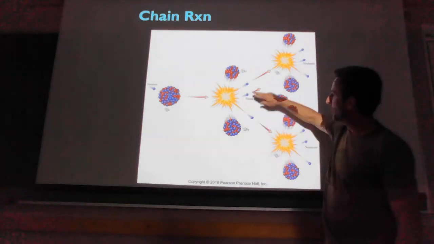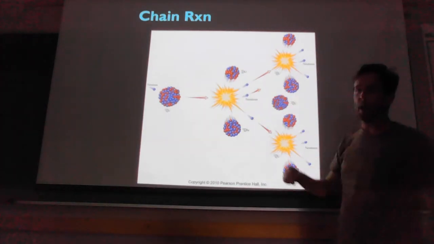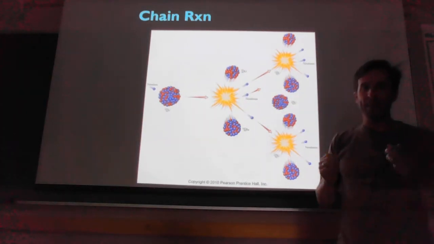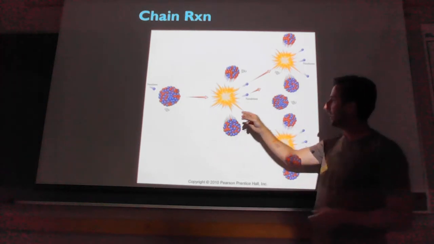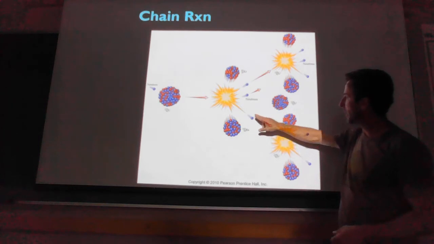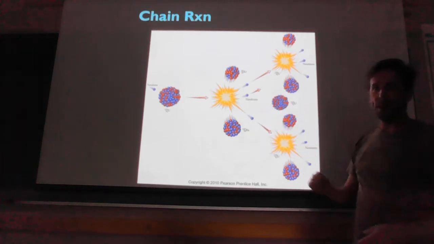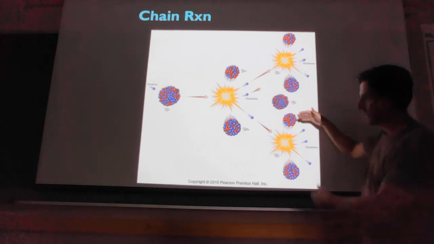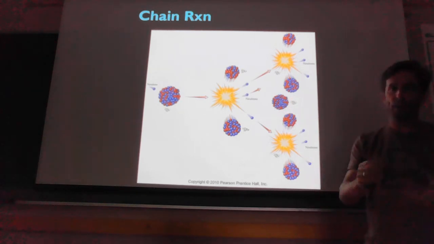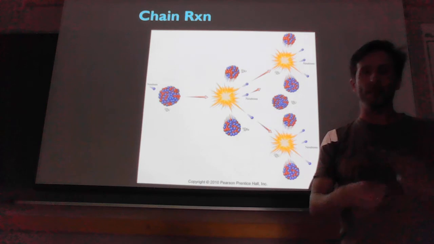When it splits, if we get 3 more neutrons coming out at high energy, and if there are more uranium atoms around the first one, and these 3 neutrons hit another uranium atom, then that's going to cause another reaction to occur. And then when it splits, if it hits another uranium atom, then that can cause that one to split, and so on. That's called a chain reaction.